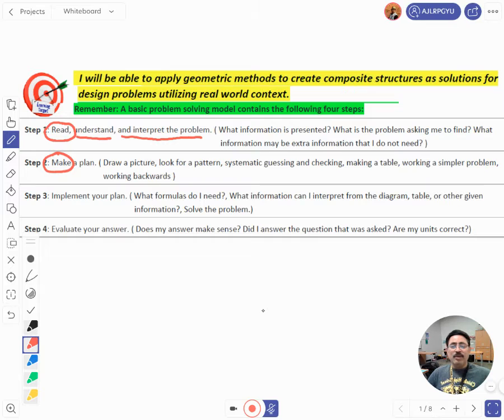Second one is make a plan, especially you try to visualize by drawing a picture. Next, implement your plan, like which formula you have to use and so on. At the end, after solving, check whether your answer is making sense or not. Okay, so let's quickly jump to the first question of the day.